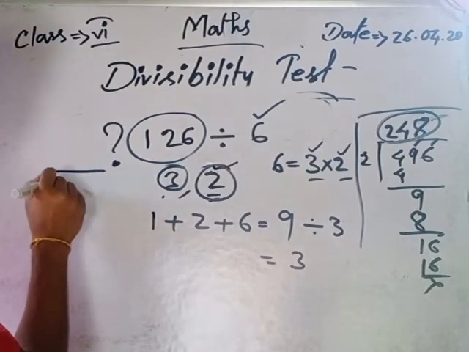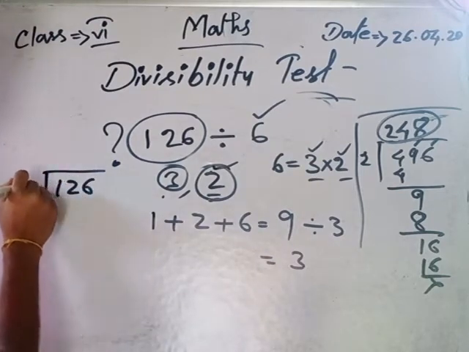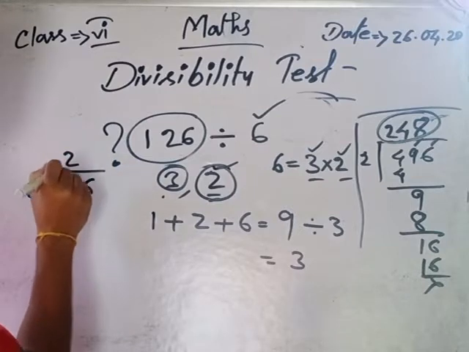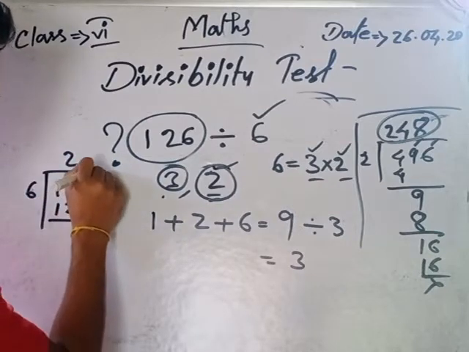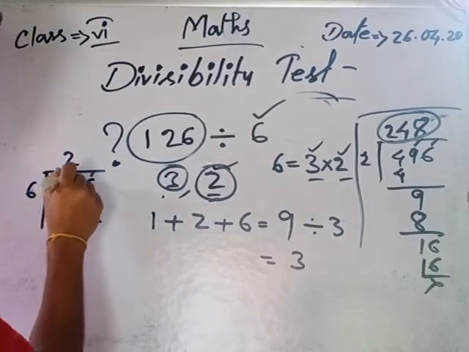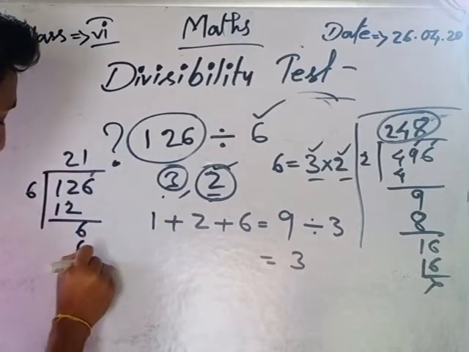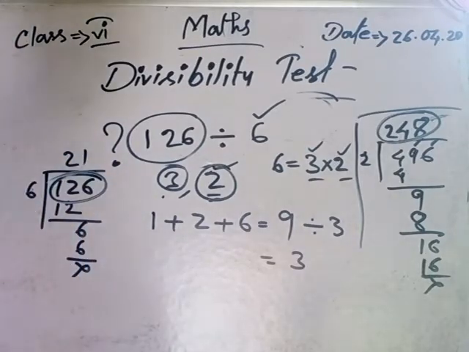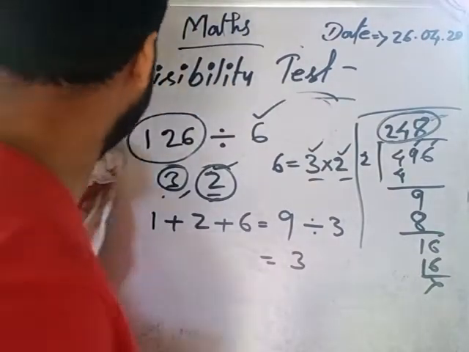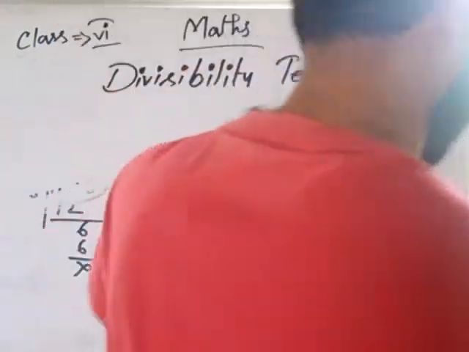So let's try to do it. 6 2s are 12, 6 left, we take this, and 6 1s are 6. Okay, proven. This is the example. After that we go to the next, 7.